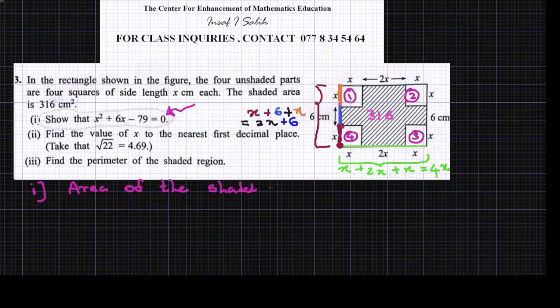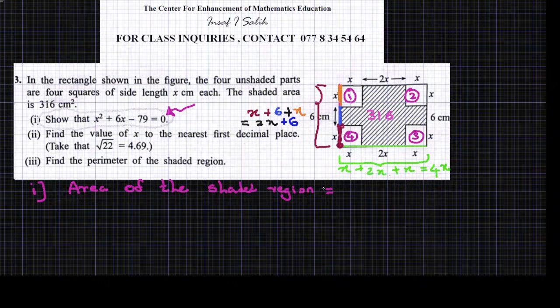It would have been better had they said in Roman 1, taking area of the shaded region into consideration, show that x squared plus 6x minus 79 is equal to 0. But they haven't said so. But still, we feel that the concept or the idea of what we have to use is the area of the shaded region to get the Roman 1's answer, right?